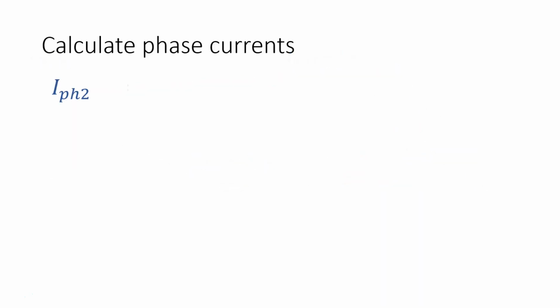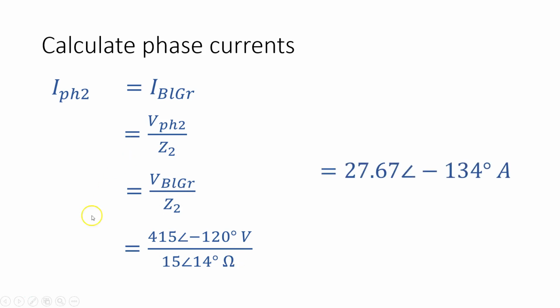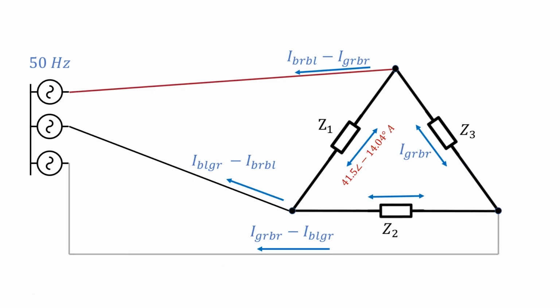Calculating phase 2 current now, it's just the same, but we're using the phase 2 voltage divided by the phase 2 impedance. This time we're given the impedance in polar form, so we can just directly do this. You divide the magnitudes and subtract the angles, and what you get is 27.67 at minus 134. So that's got phase 2 there.